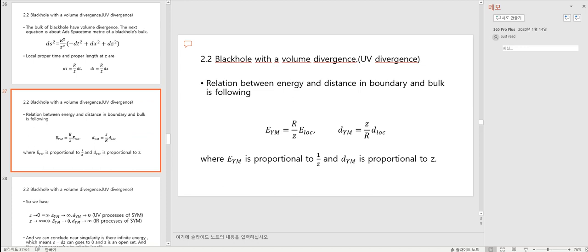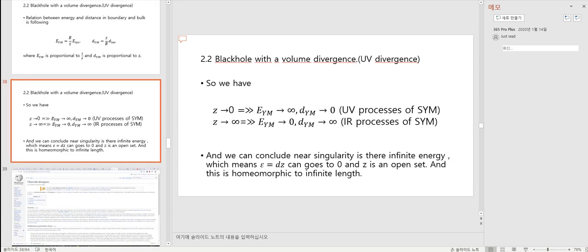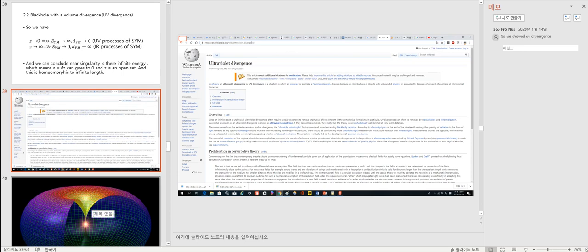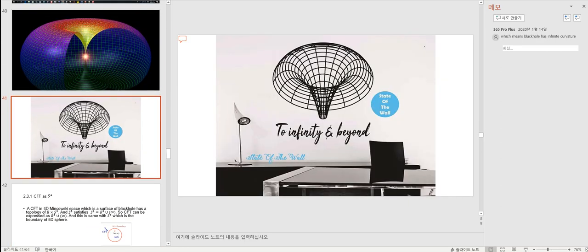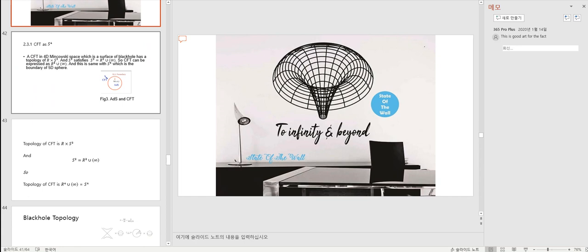The relation between energy and distance in the boundary and bulk is as follows, where energy is proportional to 1 per z and distance is proportional to z. So we have this relation and we can conclude that near the singularity there is infinite energy, which means epsilon can go to 0 and z is an open set. And this is homeomorphic to infinite length. So we show the UV divergence, which means a black hole has infinite curvature. This is good proof for the fact.